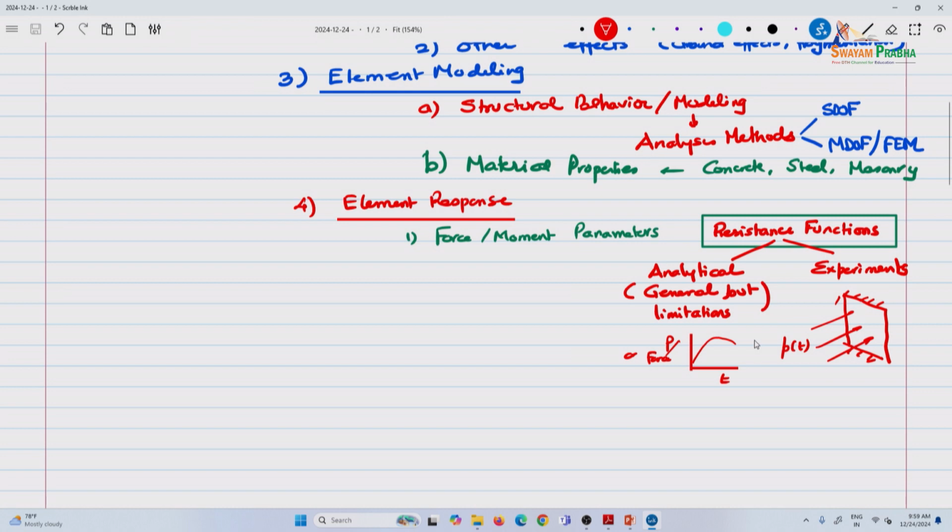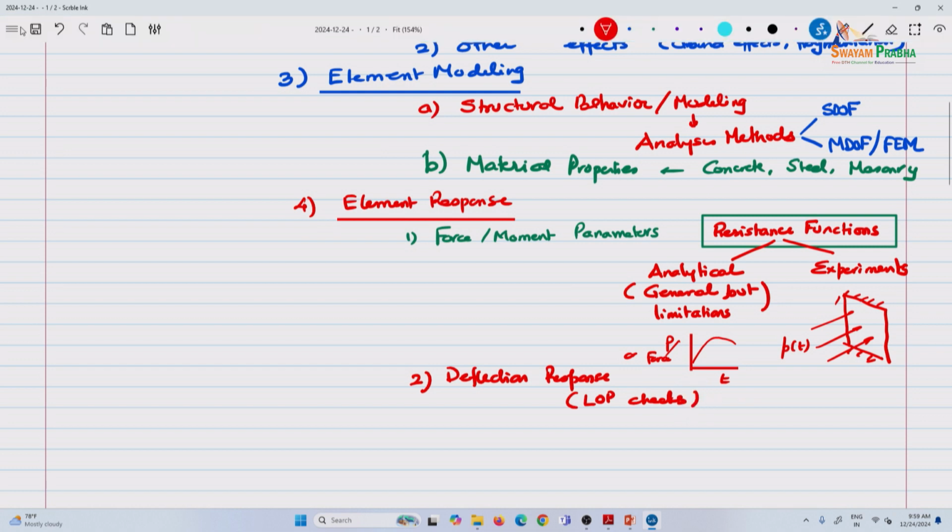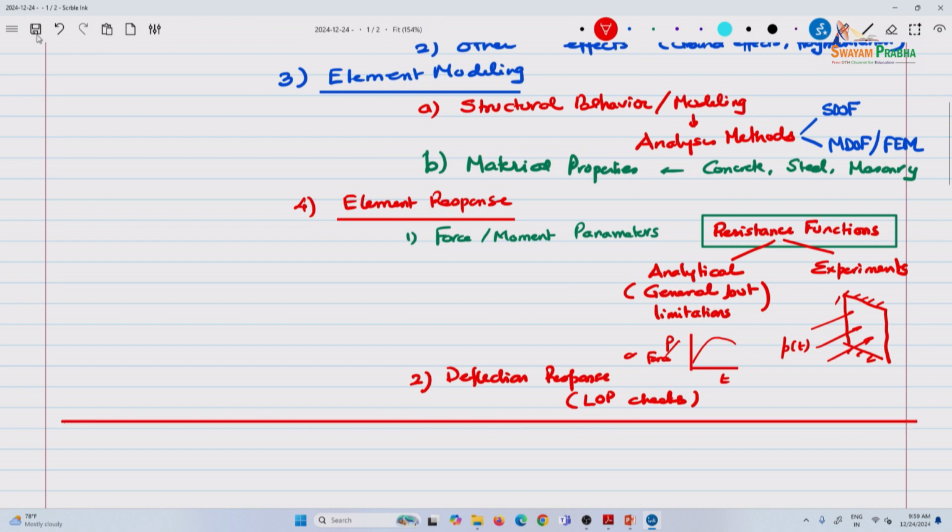And then the second thing is your deflection response, because the deflection response is directly related to LOP checks, and also from the LOP checks you get the limits. So, those are some of the things we will cover today.